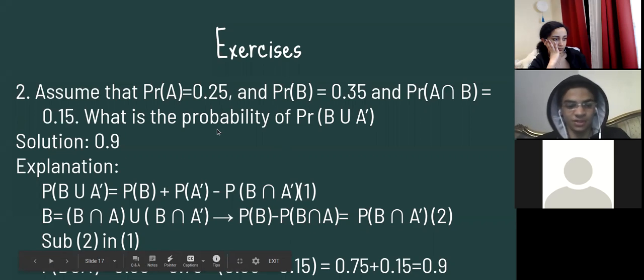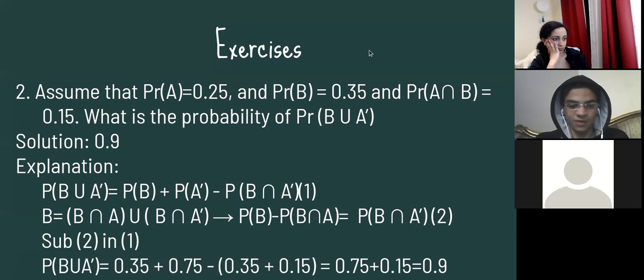And then I just can substitute into the equation. So I would have the probability of B union A dash equals the probability of B, which is just 0.35, plus the probability of A dash. And I have from the axioms the probability of A dash equals 1 minus the probability of A, right? So that would be plus 0.75 minus these two probabilities, right? So that's just 0.35 minus 0.15, which would then give me 0.75 plus 0.15, which is just 0.9.